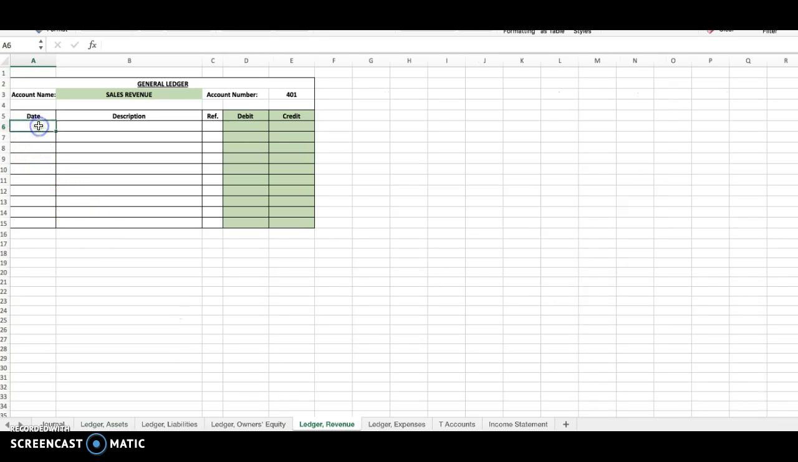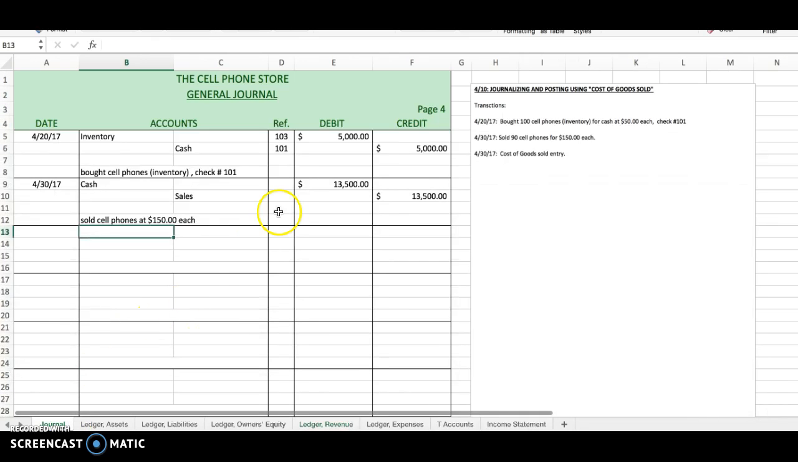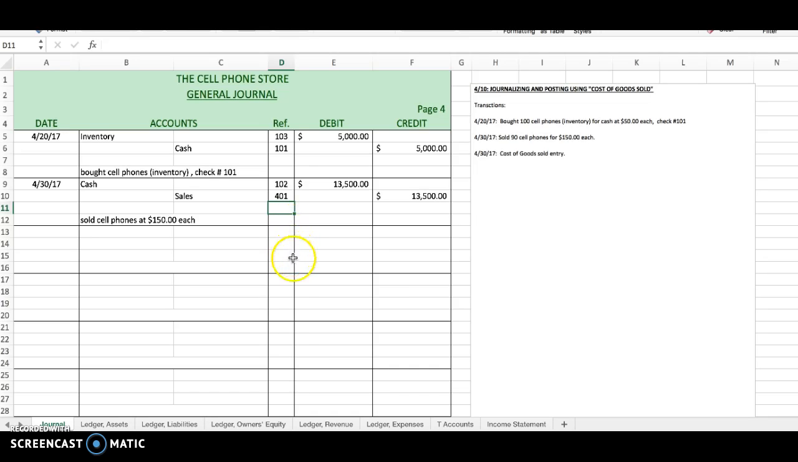And we need now to go down at the bottom to the tab to the revenue. And now we have sales for April 30th. Again, J4. And it's credited because we now have more revenue. So 13,500 in sales. The account number for sales revenue is 401. Cash, as you remember, is 101. So we go back and put our account numbers into the reference column, and then that is posted. So again, a very simple two entries there.